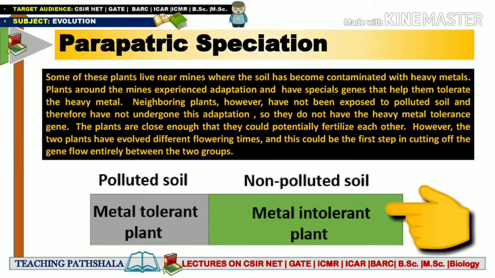So the plant which is growing in polluted soil is going to show the expression of a metal tolerant gene, and it is regarded as a metal tolerant plant. The plant which is growing in non-polluted soil will be regarded as a metal intolerant plant because it is not going to show the expression of a metal tolerant gene. Okay. So in this way, although these two plants are totally adjacent to each other, they are neighbors, still they will be regarded as two distinctive species due to the adverse environmental condition.